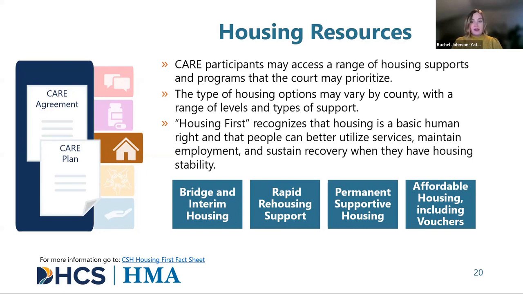This may include clinically enhanced interim or bridge housing, licensed adult and senior care facilities. It may include supportive housing or housing with family and friends. And although the volunteer supporter's role is not to know every single resource that might be available in the care participant's county, it is helpful for the supporter to be aware that there is an array of options that the individual may be able to access. And the supporter can encourage the care participant to ask their case manager about the options that are available to them.